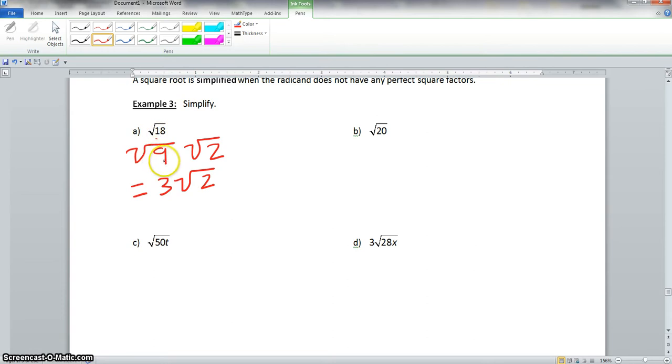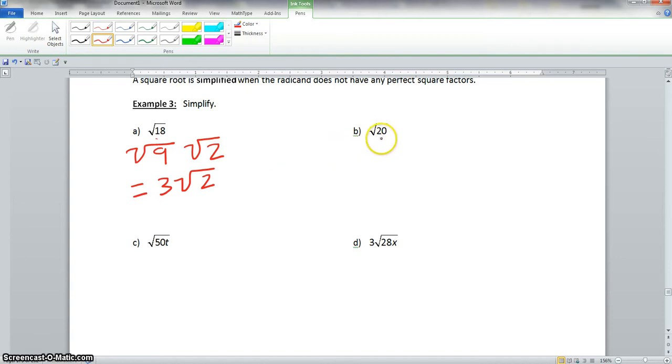This is what I like to do, and this is for your reference for later sections we do. I like to break these numbers up into 2 square roots. In the first square root, I put all my perfect squares, and then in the last square root, I put all the numbers or variables that are not perfect squares. That's just something I choose to do.